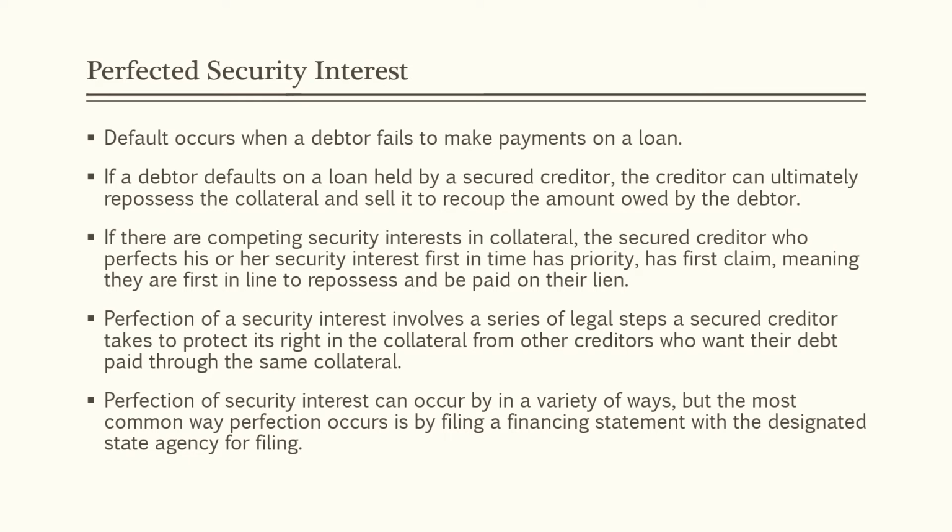Perfection of a security interest can occur in a variety of ways, but the most common way perfection occurs is by filing what they call a financing statement, a UCC-1 form, with the designated state agency for filing. In Kansas, most financing statements are filed with the Secretary of State and can be done electronically, online. So as you can see, there would be no reason for the debtor's signature, for example, to be a wet ink signature if you can do it online.